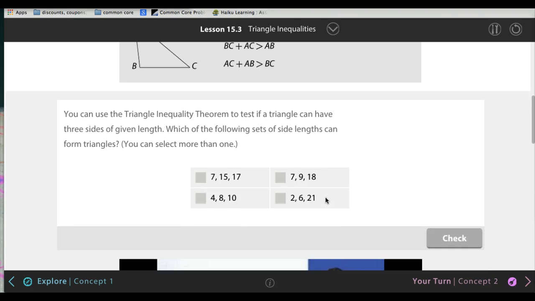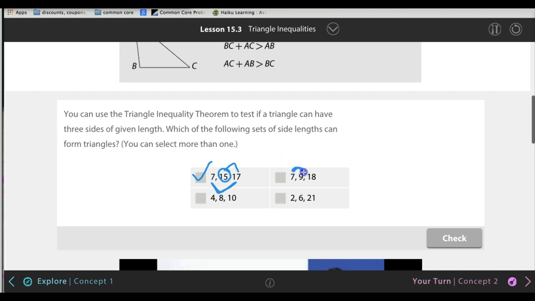So you can use the triangle inequality theorem to test if a triangle can have 3 sides of given length, okay? So which ones would make a triangle? Let's see. 7 plus 15 is 22, and 22 is bigger than 17. Okay, so that's good. But what about if we add these two together? It's obviously going to be bigger than 7. What about if we add these two together? Yeah, it's going to be bigger than 15, so this is correct.